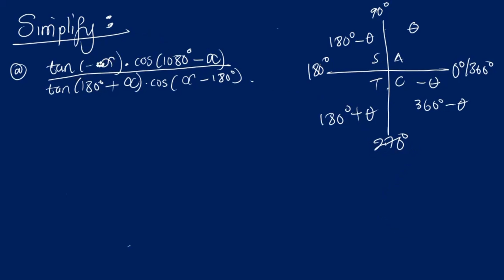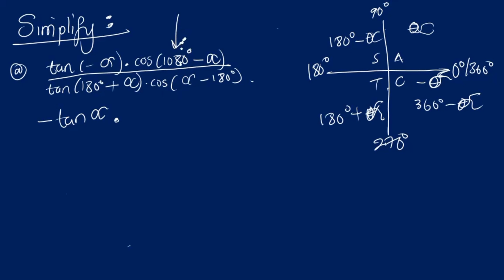So now, negative theta of a tangent, what is that? This is a negative tangent. Sorry, this is not theta, this is alpha. We're working with alpha. Right, so everything is alpha there. I hope you can see it. It's all alpha there. Now, that is the negative tangent of alpha multiplied by the cosine of 1080 degrees minus alpha. So what happens there?